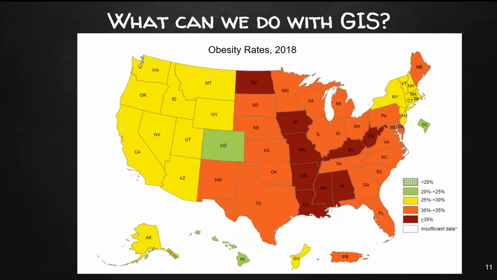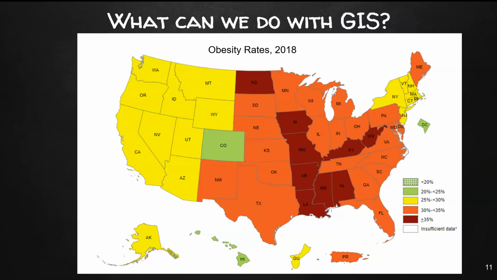And we can see these trends. Obesity rates through the South are high. The West Coast is lower, so are portions of the East Coast, a little lower in yellow. Colorado has the lowest obesity rate. Why is that? It's a good question to start asking why.